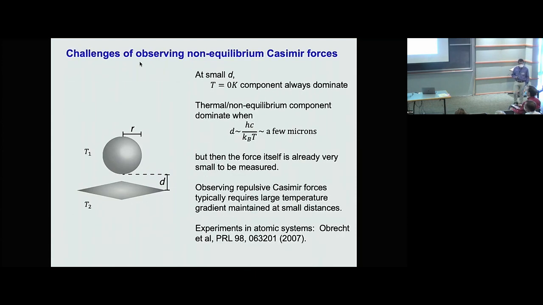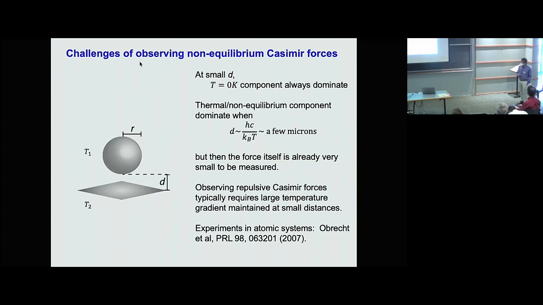Now, in spite of the interest in thinking about non-equilibrium Casimir forces, the experimental demonstration has been rather difficult. At small distances, the quantum or the 0 Kelvin component of the force always dominates. The thermal part becomes important only when the separation becomes comparable to roughly the thermal wavelength. At room temperature, that gives you a length scale of a few microns. But the force itself is already very small at a separation of a few microns to be measured in the first place. That's one of the difficulties associated with the thermal Casimir force.